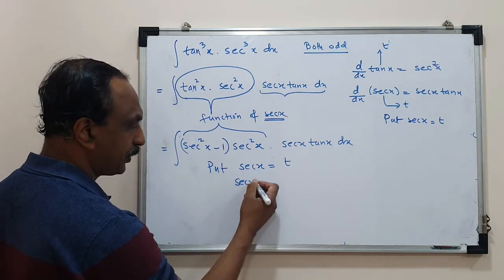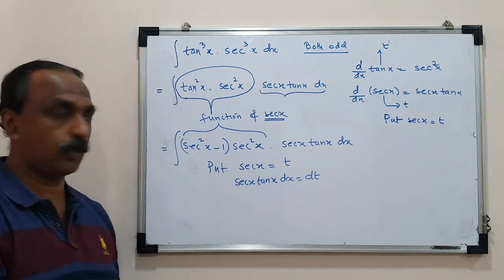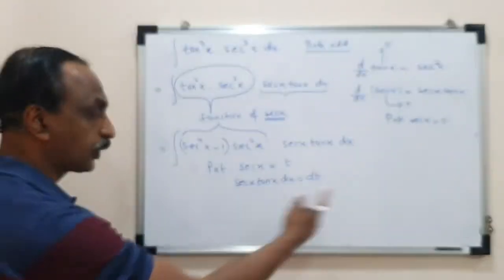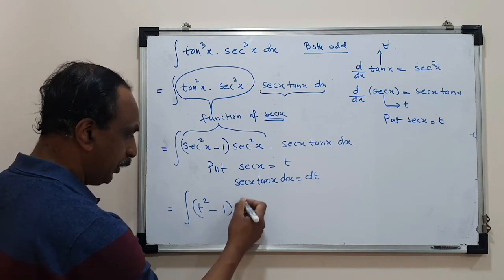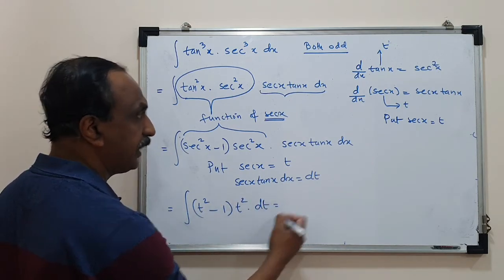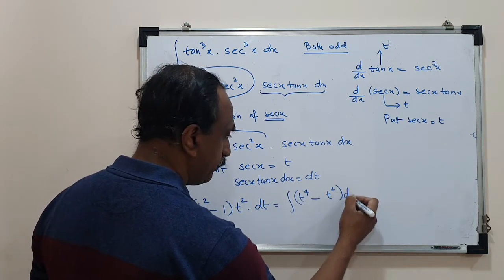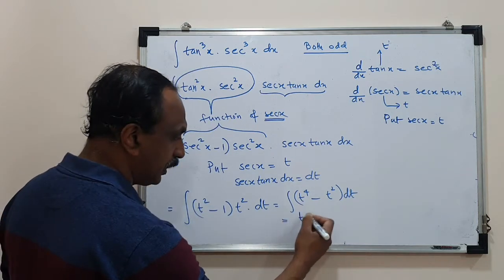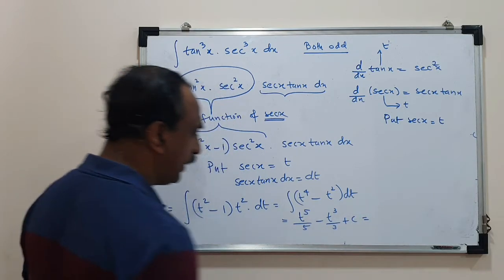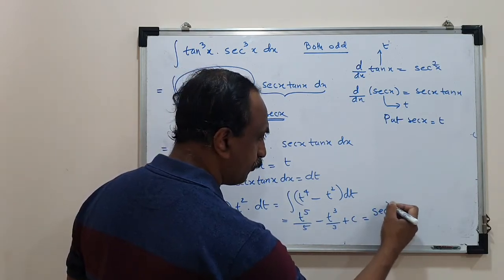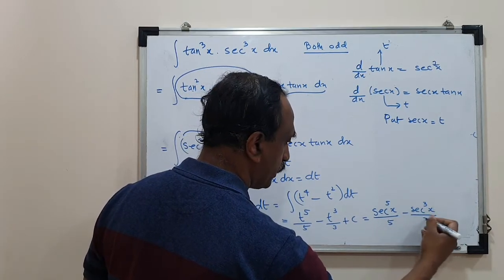Actually sec x tan x into dx equals dt. I am not writing dt by dx and cross multiplying. Now I started writing it directly. You also can directly write it. So my integral became t square minus 1 into t square into dt. Now it is perfectly integrable. So I can write this as t raised to 4 minus t square into dt, whose integral is t raised to 5 upon 5 minus t cube by 3 plus c. So my final answer will be sec raised to 5x upon 5 minus sec cube x upon 3 plus c.